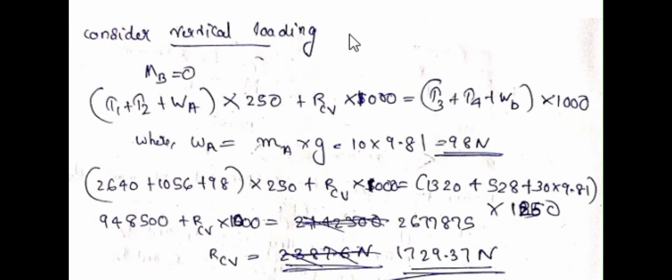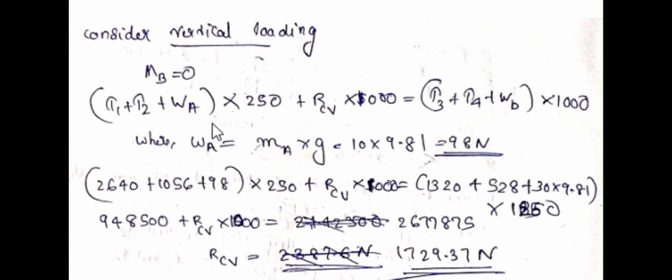Considering the vertical loading diagram, we have point B and point C as bearing points, so the moment at that point will be 0. I'm taking MB to be 0; you can take either MB or MC as 0. Taking the moment about that point, the anti-clockwise and clockwise moments will be on opposite sides of the equation. From that, we can find the value of RCB.